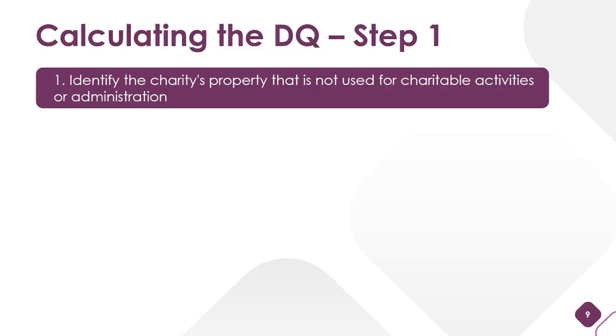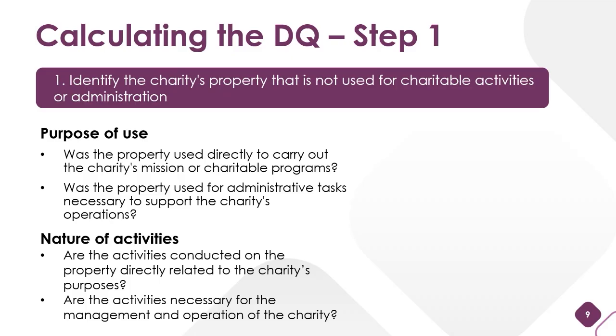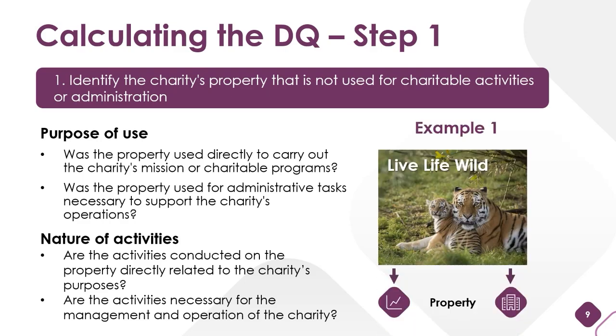Here are some questions that you could ask yourself to determine whether property is or is not being used for charitable activities or administration. Purpose of use. Was the property used directly to carry out the charity's mission or charitable programs? Was the property used for administrative tasks necessary to support the charity's operations? Nature of activities. Are the activities conducted on the property directly related to the charity's purposes? Are the activities necessary for the management and operation of the charity? So in this instance, Live Life Wild has identified its property as one building and one share.